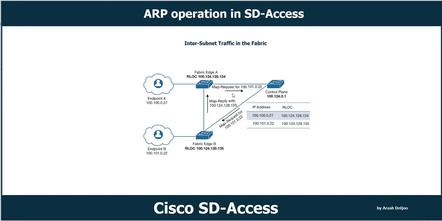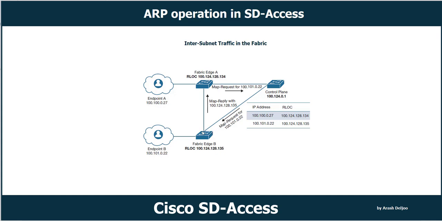And after that, this figure shows fabric edge A sending a LISP map request for endpoint B's IP address 100.101.0.22 to the fabric control plane, which forwards it to fabric edge B after a lookup in its table. Why? Because the control plane knows that this IP address 100.101.0.22 is reachable from this RLOC. Because of that, it will forward this map request. This is the default behavior of LISP.